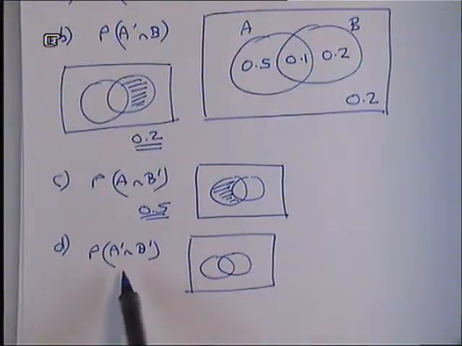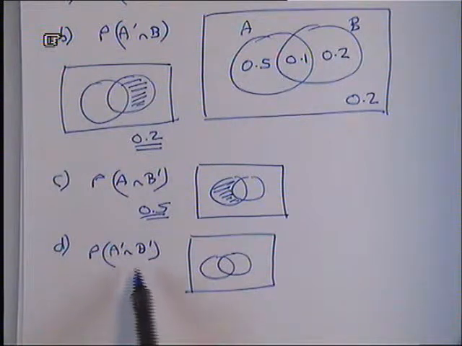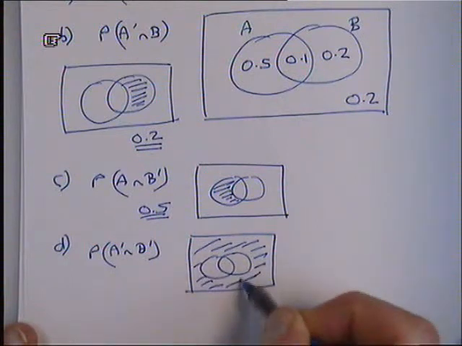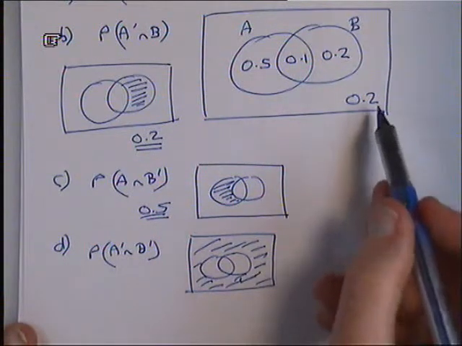Part D, can somebody tell me what that is in words? Rosie, what's this in words and what's the answer? Yeah, not in A and not in B. What bit of my diagram is that? Yeah, it's all around the outside. It's not in A and it's not in B. So that is the 0.2.